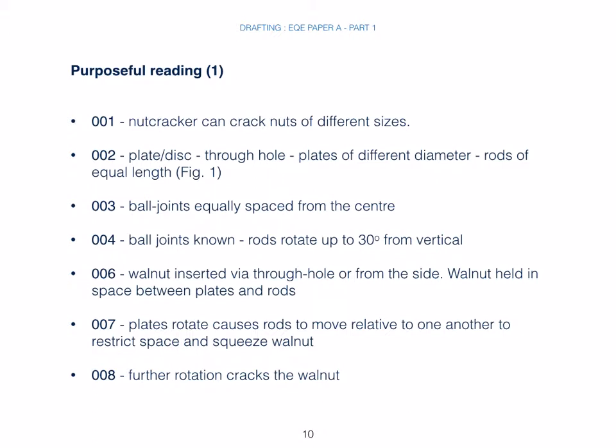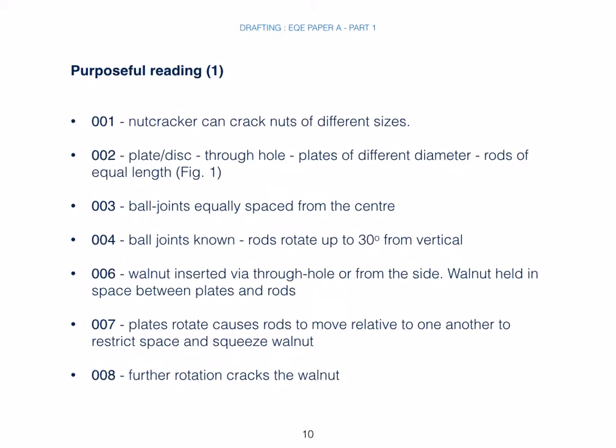The diameter of the plate 1 is larger than the diameter of plate 2. The rods 3, 4 and 5 are of equal length. So against this paragraph I just noted plate, disc, through hole, plates of different diameter, rods of equal length.